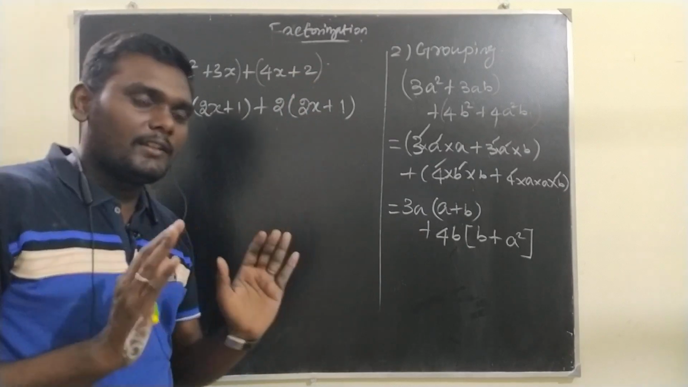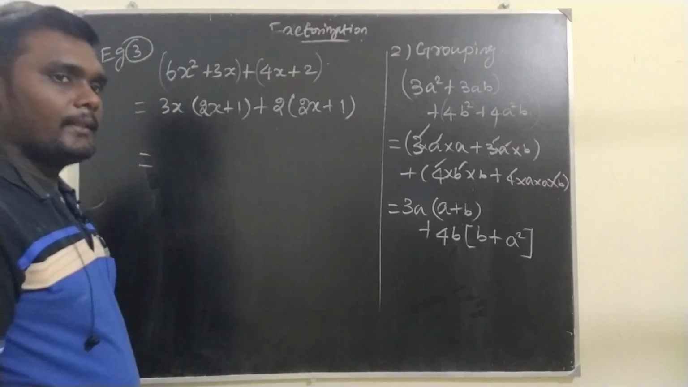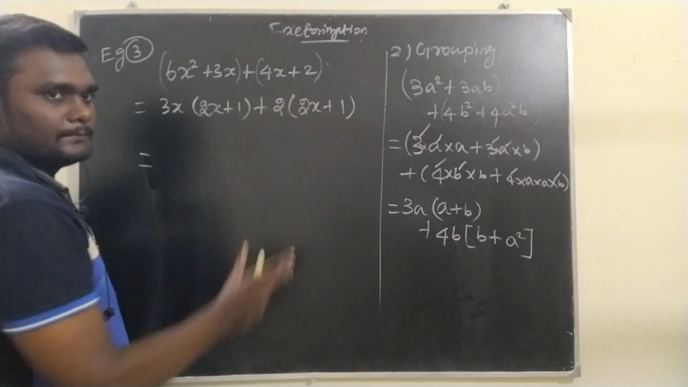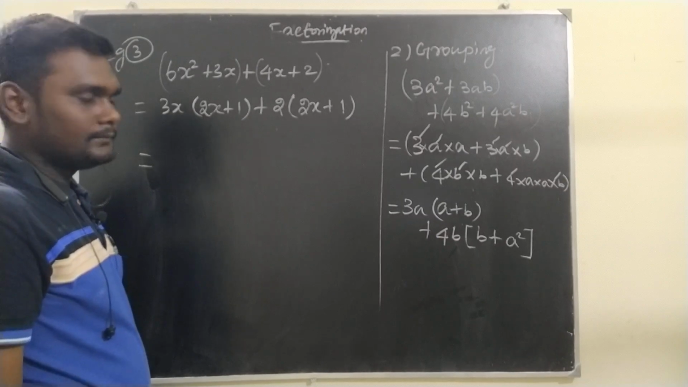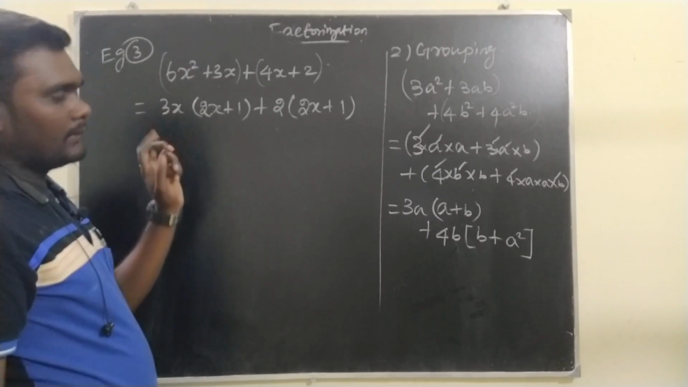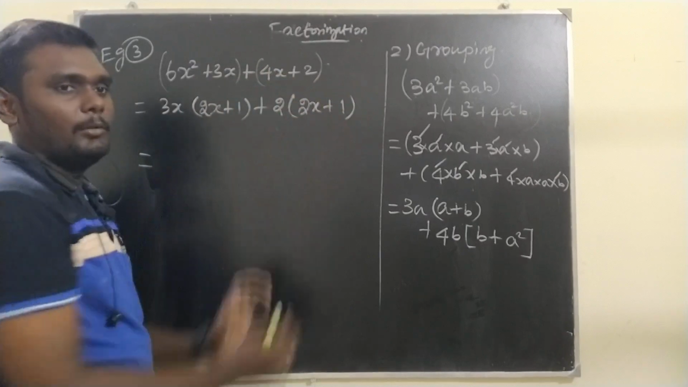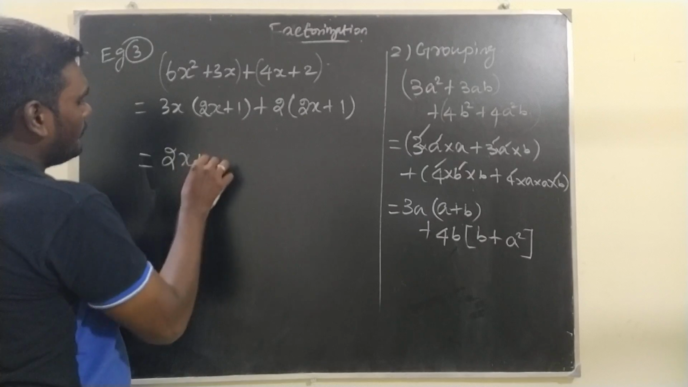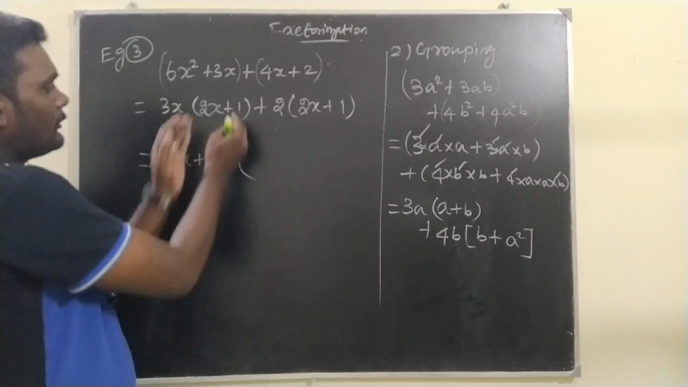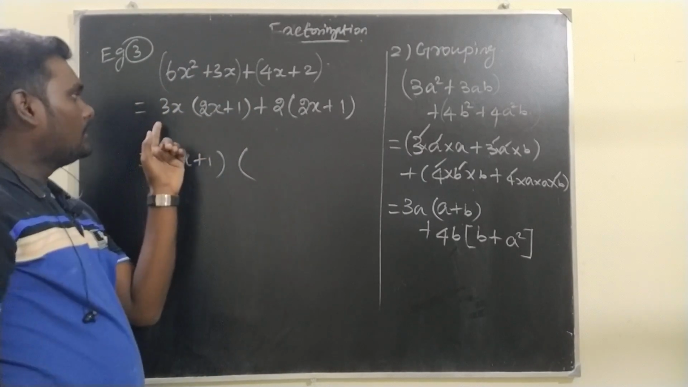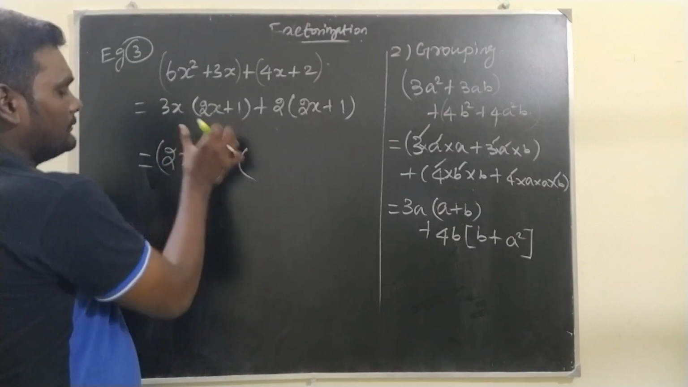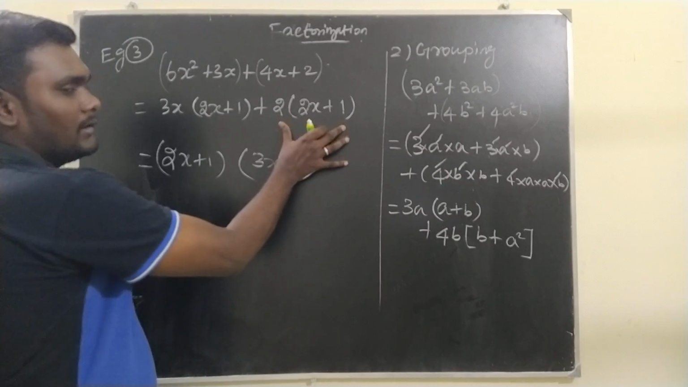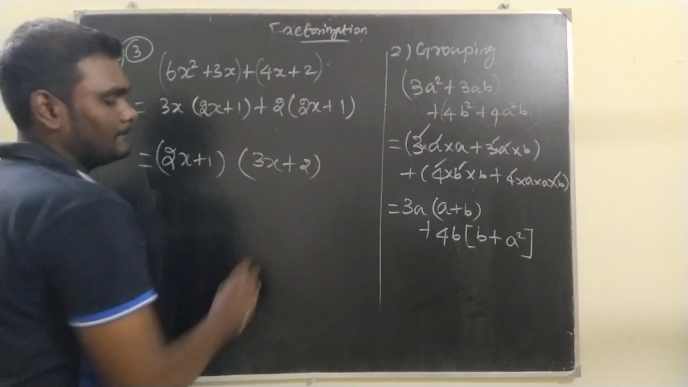Among this, any common things do you observe? It is the whole expression 2x plus 1 that is common. Is it or not? Here only 3x. This 2x plus 1 is common in both the terms. Okay, that comes in the bracket. So the 2x plus 1 we will take out. When this 2x plus 1 goes out, what stays inside in the first term? Only 3x stays inside. In the second term, only 2 stays inside.